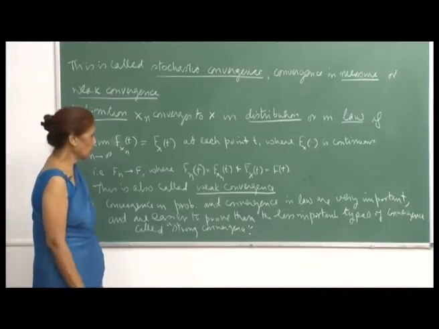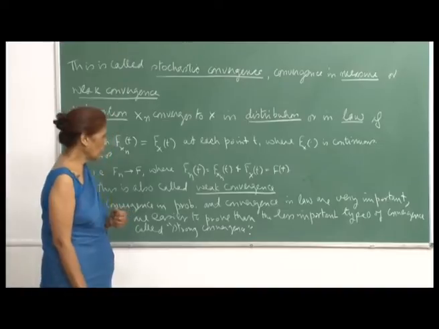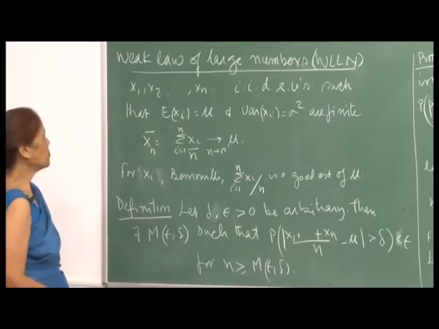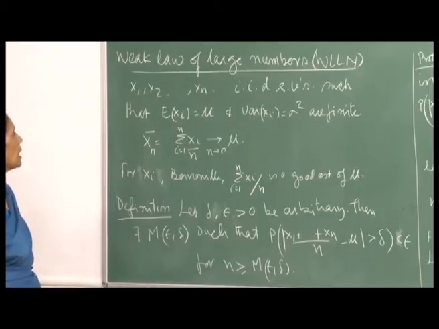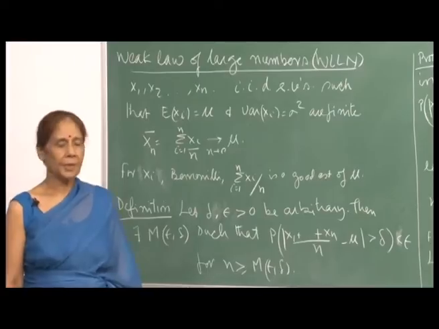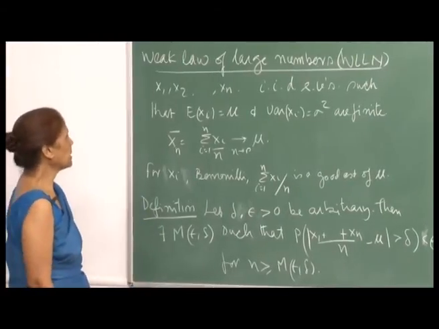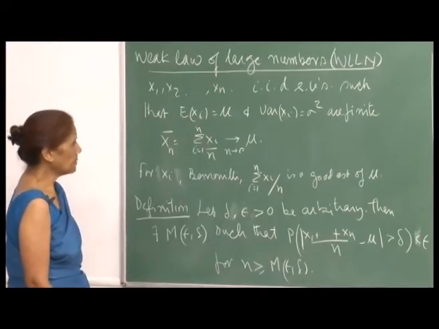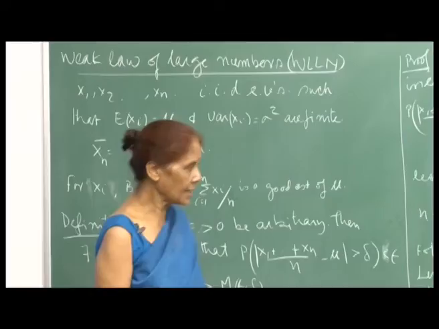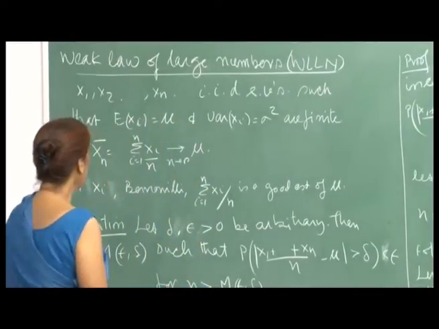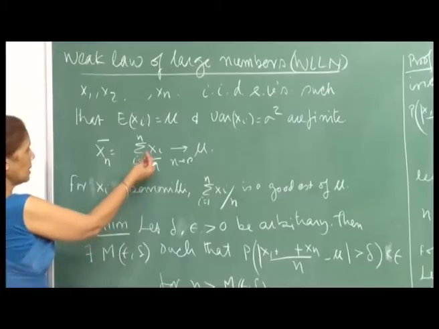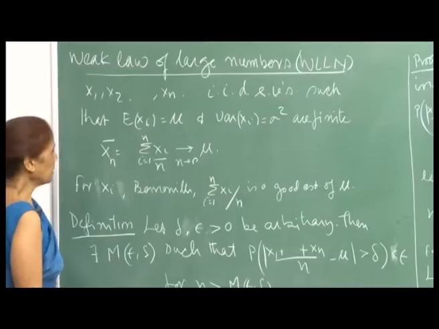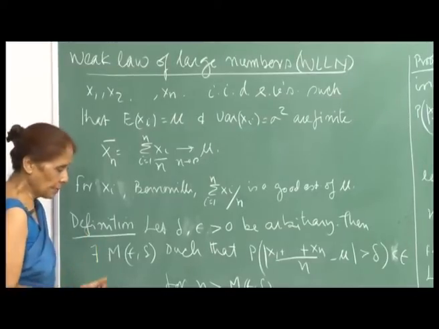So, we will now define the weak law of large numbers. The law of large numbers states that if you have a sequence of independent identically distributed random variables, such that the expected value of each of them is mu and the variance is sigma squared, and these are finite quantities, that means the variance exists, then you define X_n bar, the average of the values up to n, sigma X_i, i varying from 1 to n, divided by n.